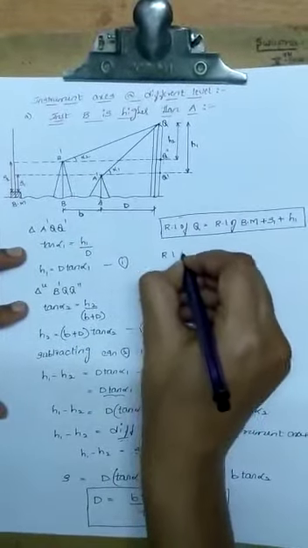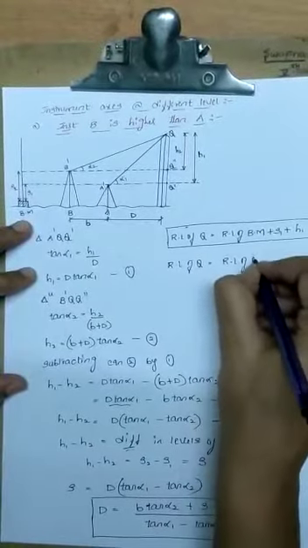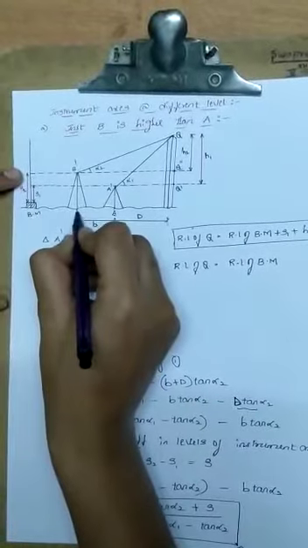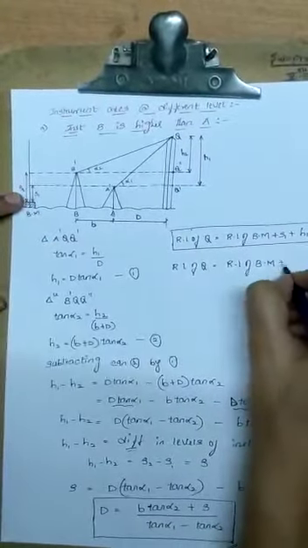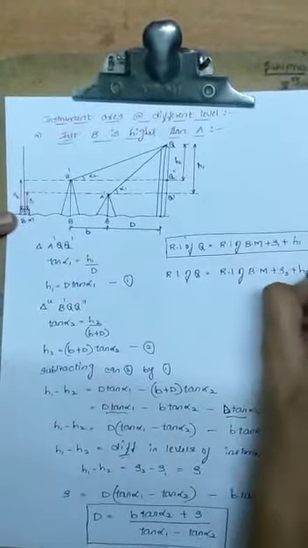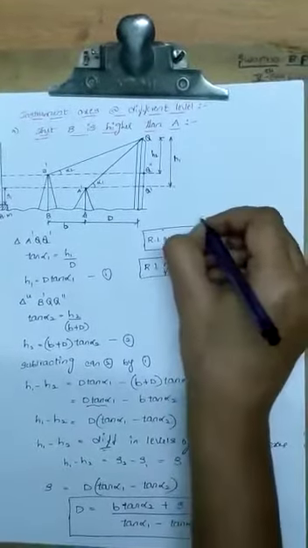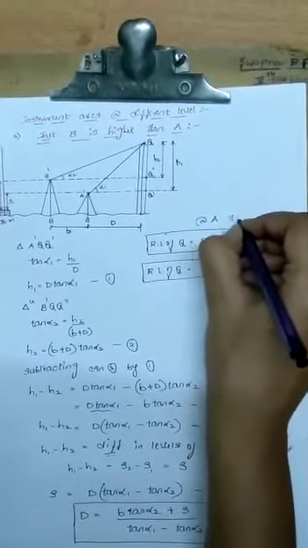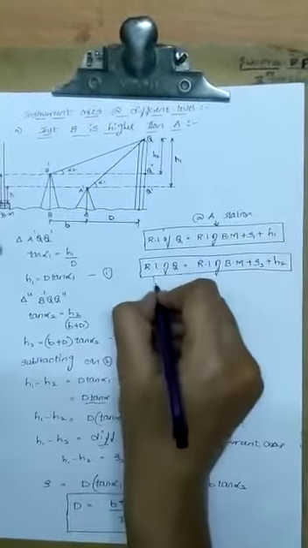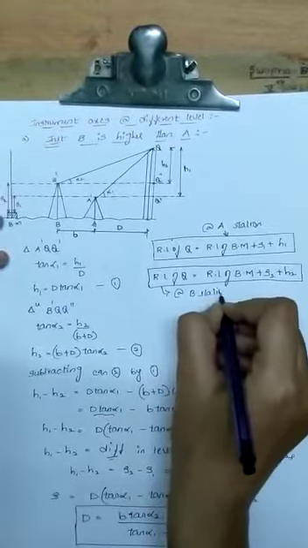Similarly, the RL of Q when the instrument is at point B is the RL of benchmark plus the staff reading taken when the instrument is at B, that is S2, plus the height, which is H2. This is the formula to calculate the RL at station A when the instrument is at A, and this is the formula to calculate the RL when the instrument is at B station.